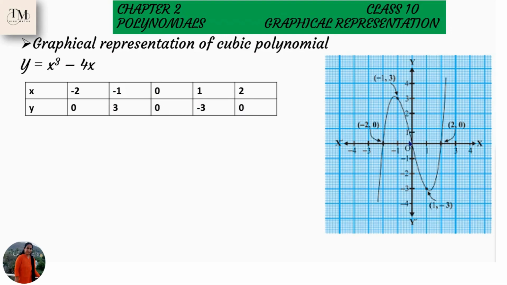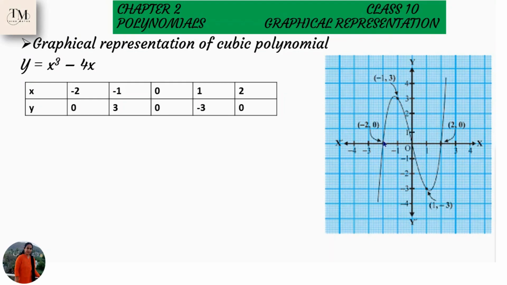Next is 0 comma 0. So 0 comma 0 is this point, where the x-axis and y-axis meet. Next value is 1 comma minus 3. A positive value for x is here on the right-hand side, and for minus 3 we should come down. So 1 comma minus 3 is here. Next value is 2 comma 0. So 2 is here, and 0 will be this way. So 2 comma 0 is plotted here.